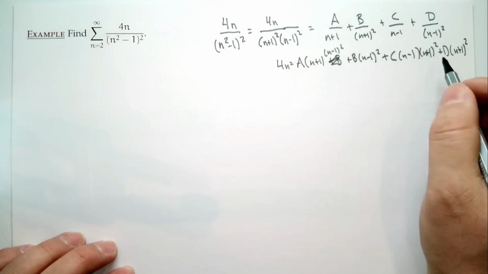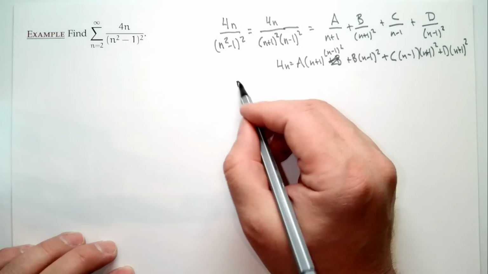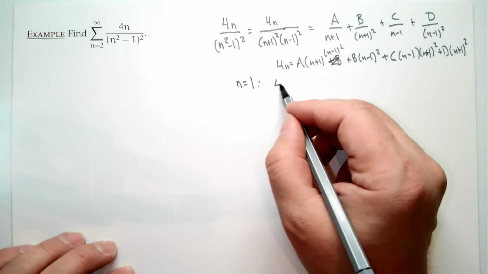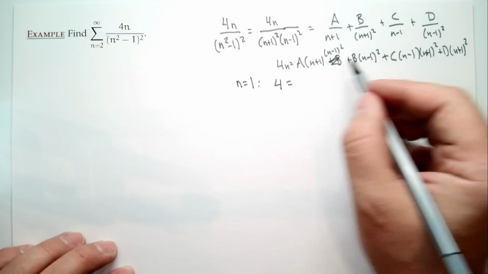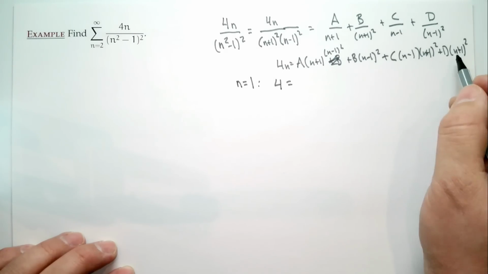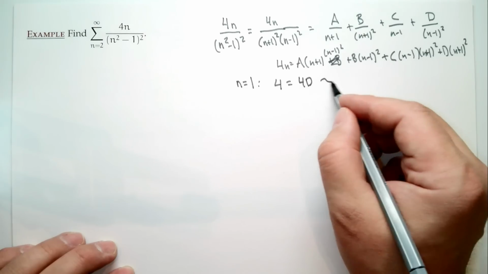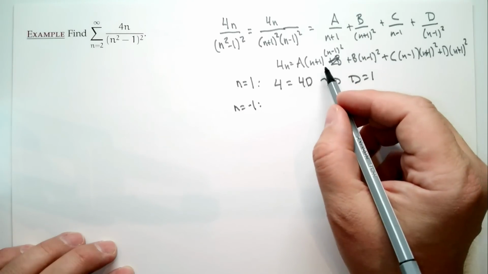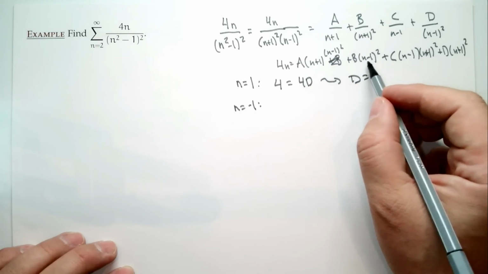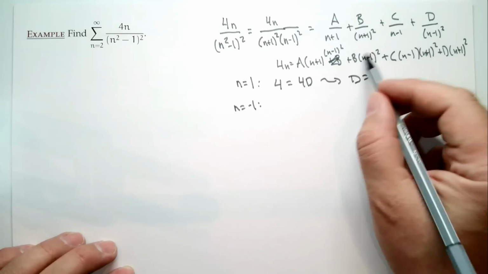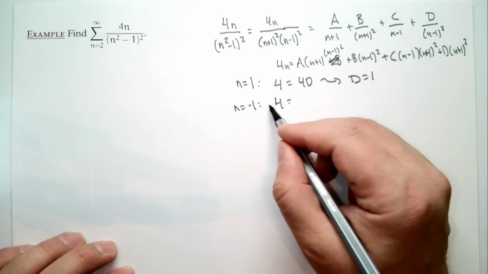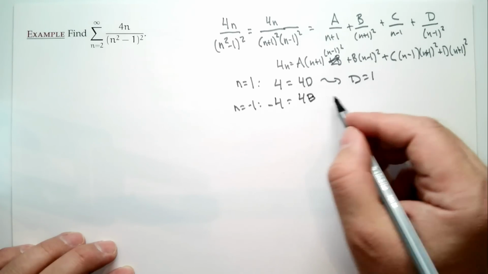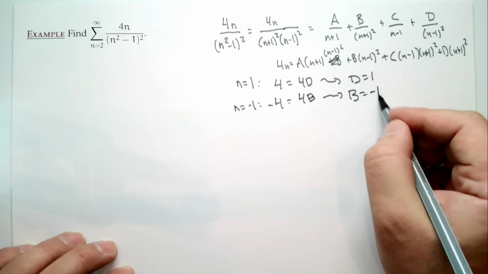Well, you have to solve for a, b, c, and d. But of course, we can solve for some of them pretty quickly by choosing wisely. For example, choose n equals 1. You'll get 4 is equal to 0 plus 0 plus 0 plus 4 times d, leading us to conclude that d equals 1. If you plug in n equals negative 1, you're going to get 0, then negative 1 minus 1 squared. This actually turns out to be 4b. So that's negative 4 equals 4b, and then 0 and 0. So we can conclude that b is negative 1.